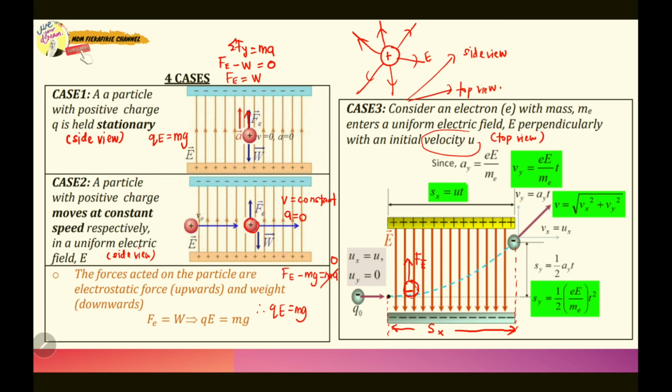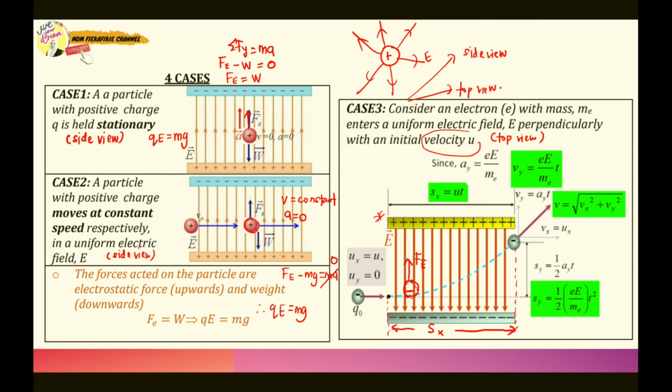Okay, so that one is the horizontal displacement, Sx. So when the question gives you the length of the plate, it's actually the value of Sx. And you get here why the motion of the electron is moving in upward direction. Remember, since this is an electron, it will move upward because there is the electrostatic force upward. The electron will be attracted to the positive plate. So that's why it moves upward, it will deflect upward.